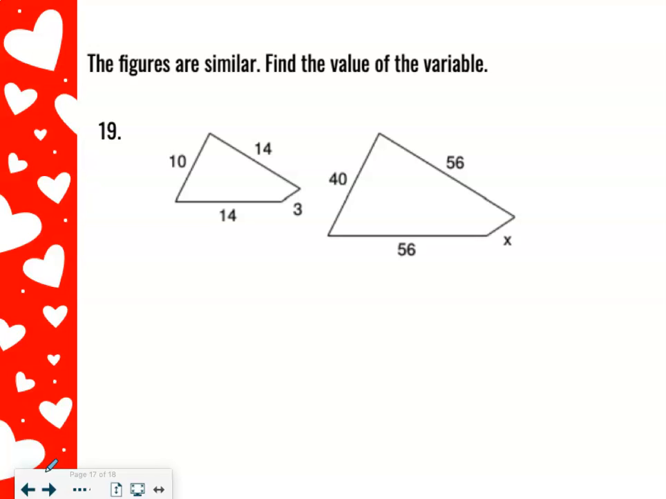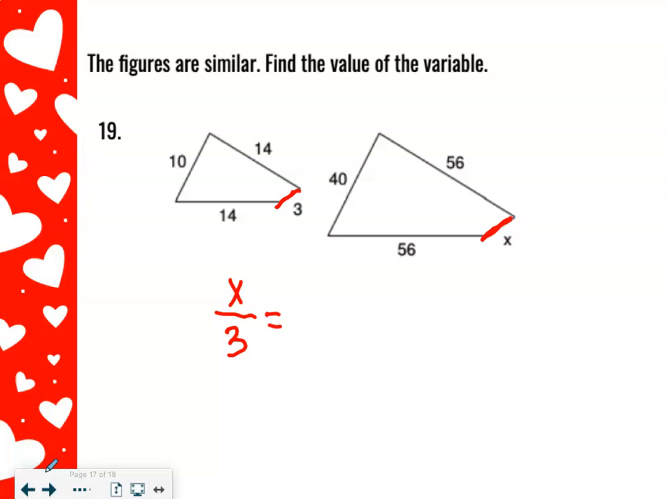Okay, 19 on the back. It says the figures are similar, find the value of the variable. I have to look here, where is our variable? Oh, right here, x. So we're just setting a proportion, you guys are good at this. So I'm going to have x, what does it match on this one? 3, and set that equal to, now it's just kind of our choice. What do you guys want to use?